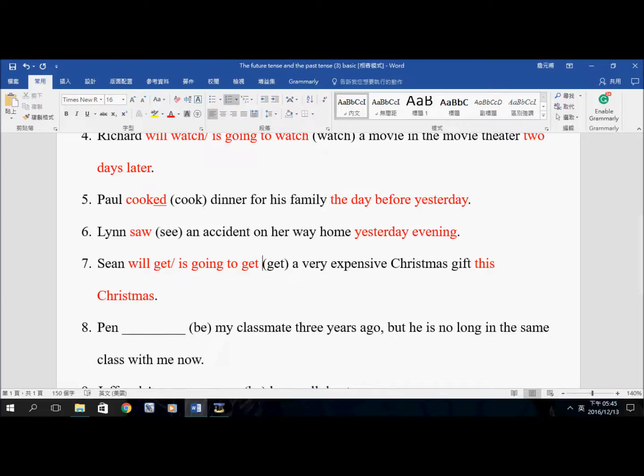Again, there is no present continuous tense. Now, because of the word get, it is not a verb that talks about going to a place or coming back from a place. So we cannot use the present continuous tense with question number 7. So Sean will get or is going to get a very expensive Christmas gift this Christmas.